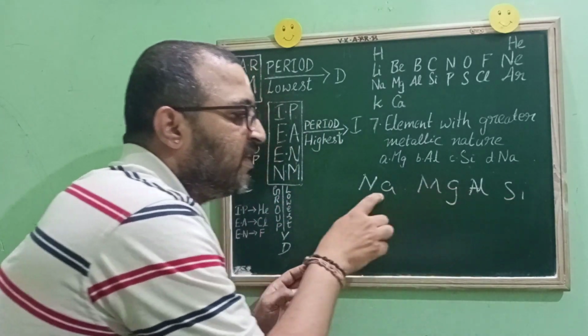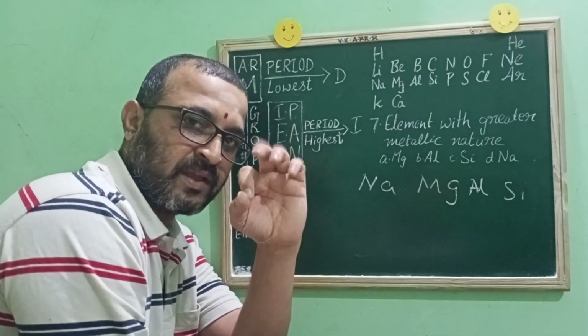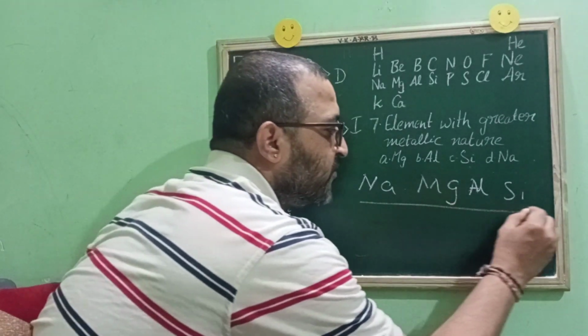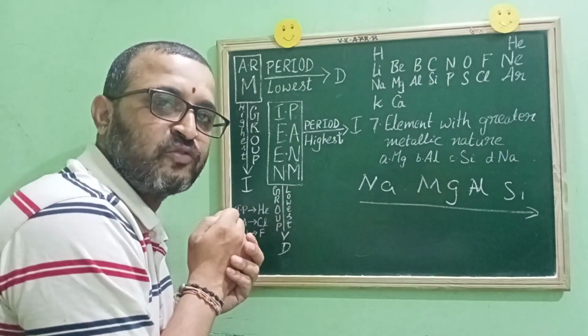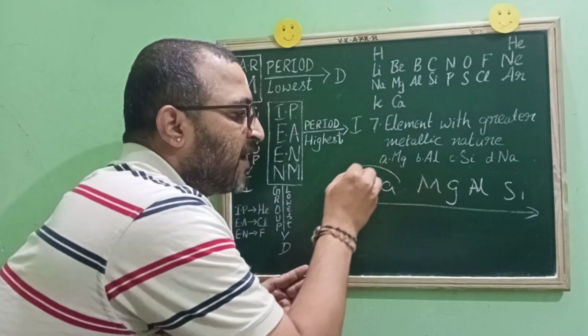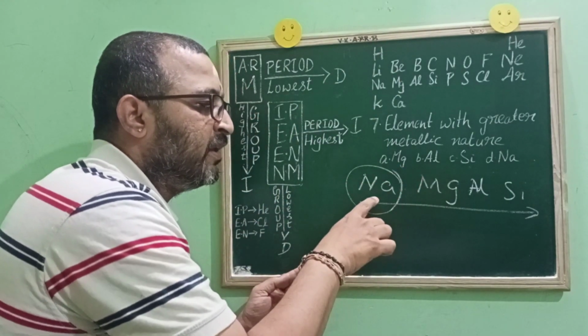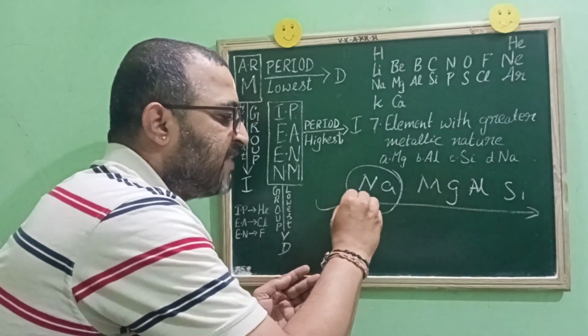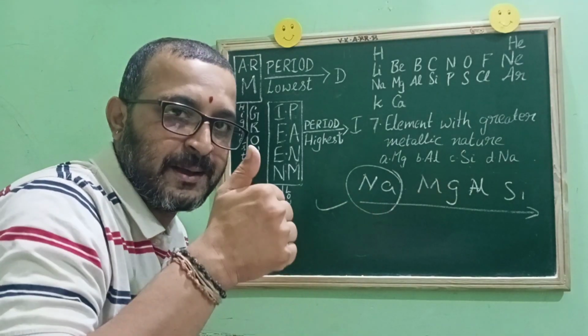Children, we know that these elements belong to period 3. So, across the period, the metallic nature is going to what? Decrease. So, the one with the maximum metallic nature will be sodium. So, the correct answer is sodium.